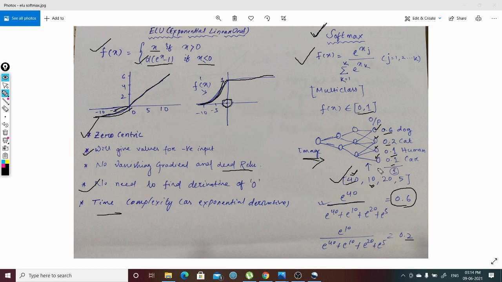If you do the summation, it would be 1, because it ranges from 0 to 1. If you do the total summation of these softmax values, they will add up to 1. Whichever value is largest, the model will predict that. Supposedly here the dog value is 60%, or 0.6, from the softmax function, so this image would be classified as a dog.